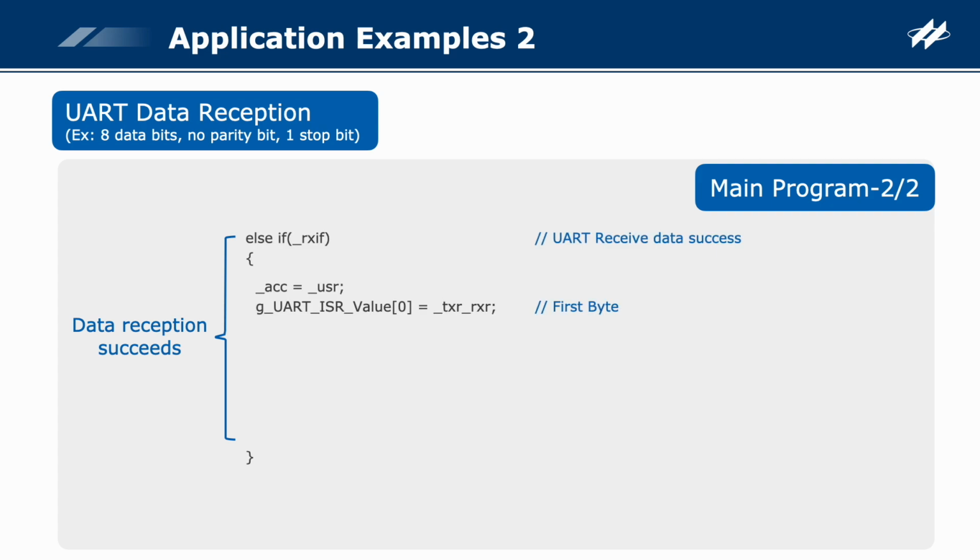If no error occurs and the data is received successfully, read the USR register first, then read data from the TXR/RXR register. Since the UART receiver register of this MCU is a 2-byte FIFO receiver buffer, which can receive 2 bytes of data, if there is no new data in the TXR/RXR register, the above 2 steps will clear the RXIF flag. If there is new data, the RXIF flag is still in the set state, then the received data can be read again, and the RXIF will be cleared to 0.